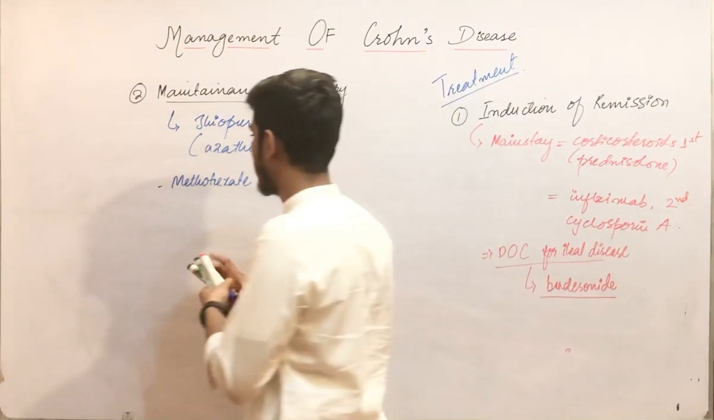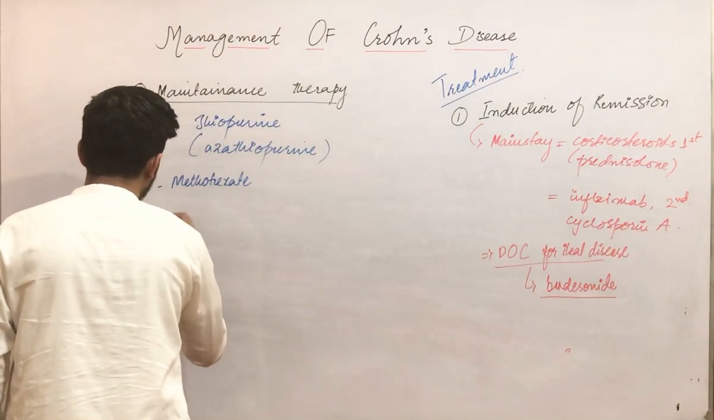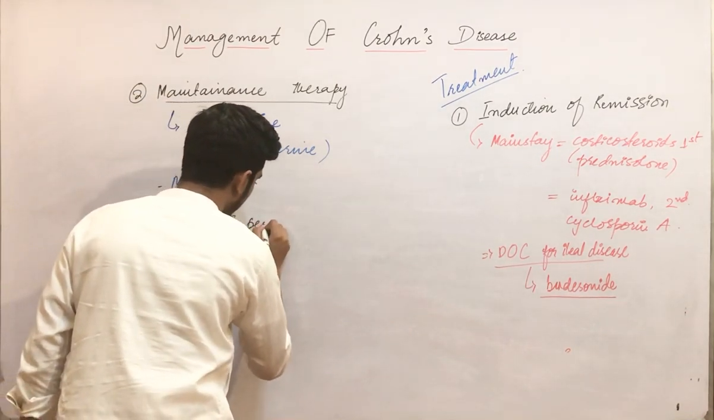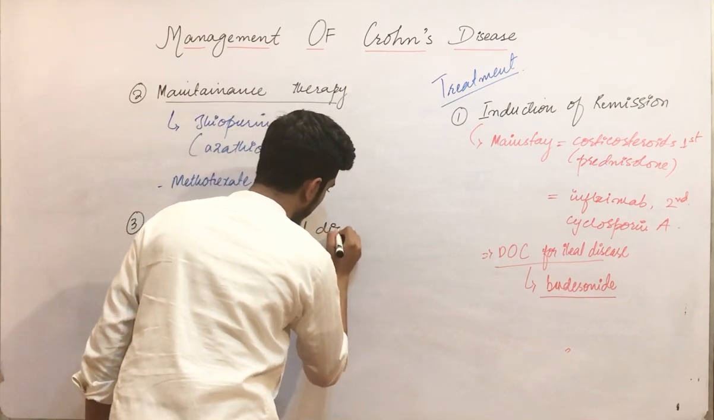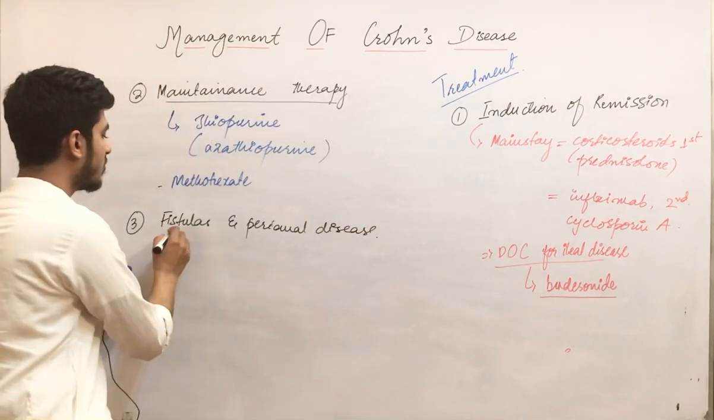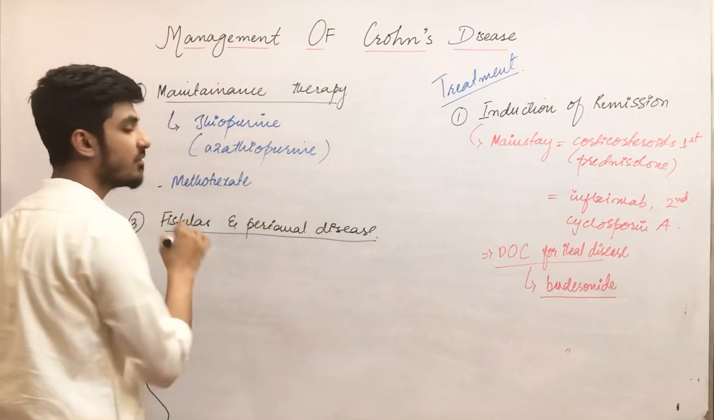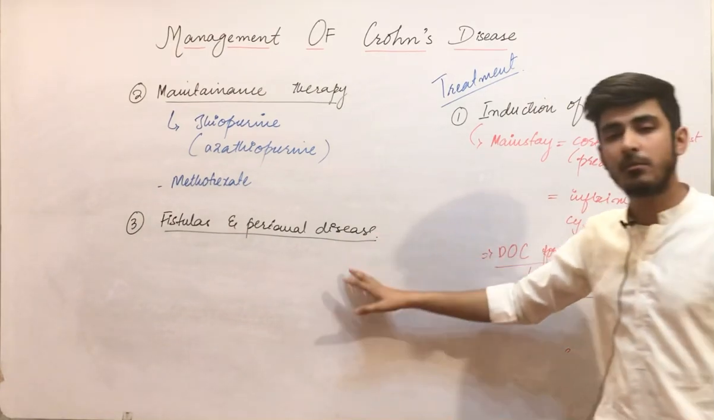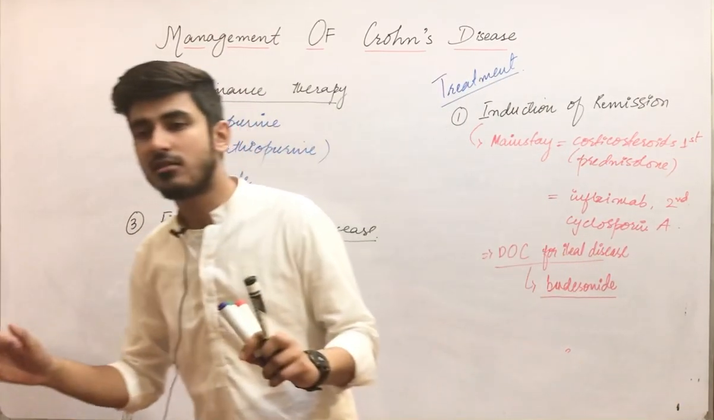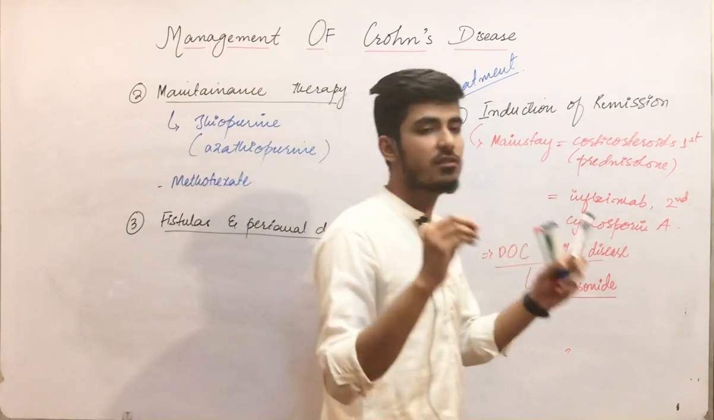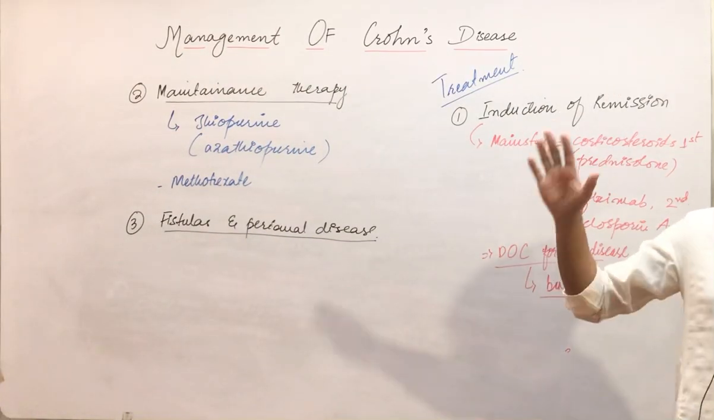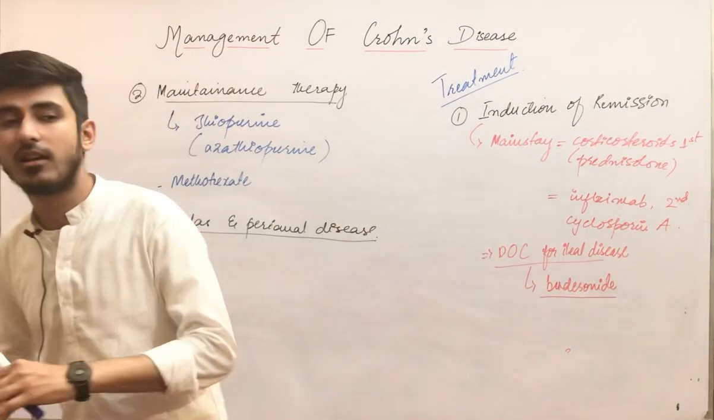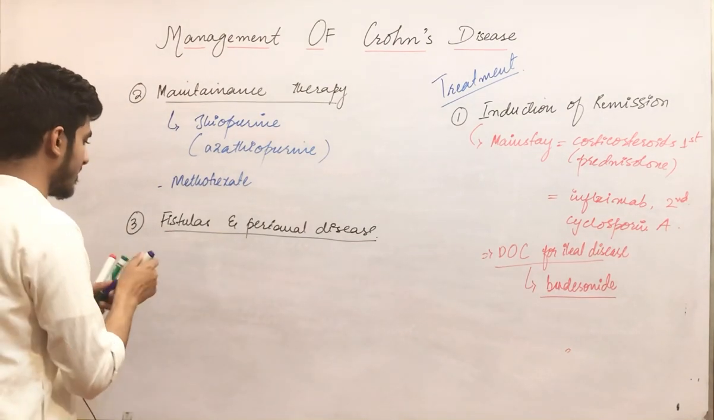Then the third thing that you are going to do in Crohn's disease is to treat the fistulas and the perianal diseases. Clear? So these are basically the complications. How will you treat them? Remember one thing, the mainstay of treatment, the primary treatment, is surgical treatment. Whatever the surgical treatment for fissures, fistulas, hemorrhoids, we will study in the surgical lectures. But remember, there is certain medical therapy that is also given in these cases.